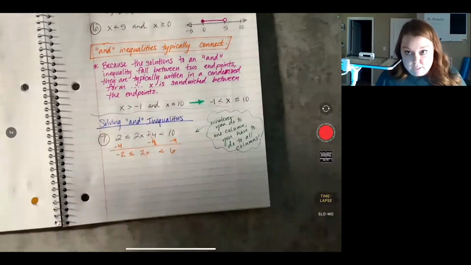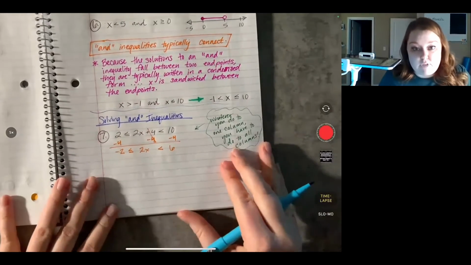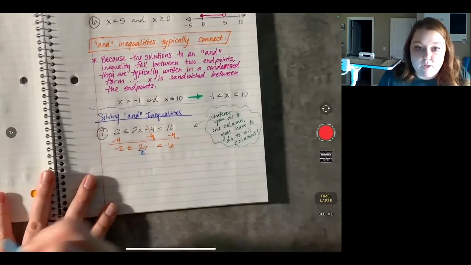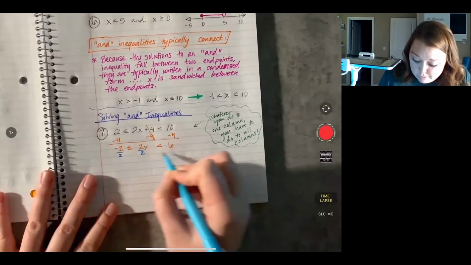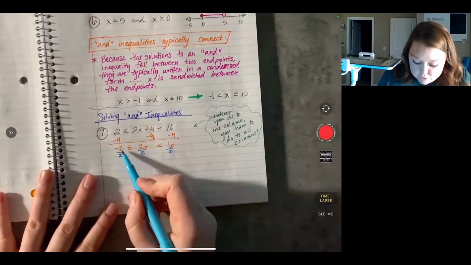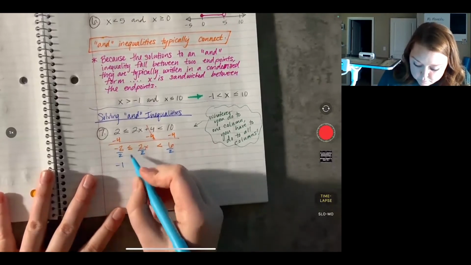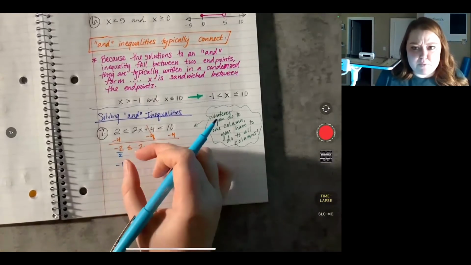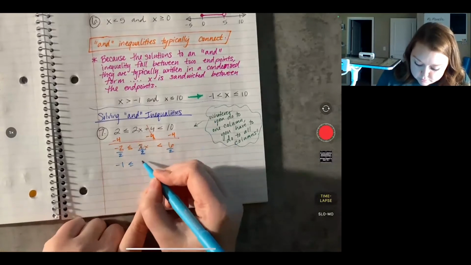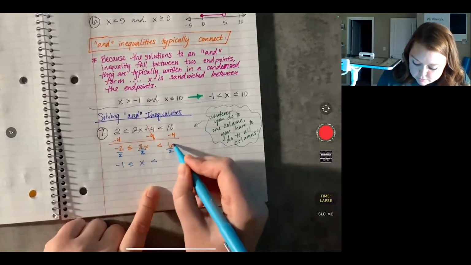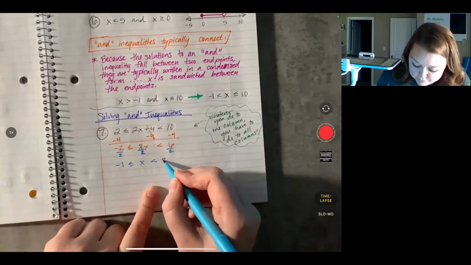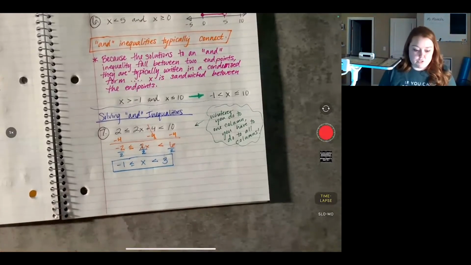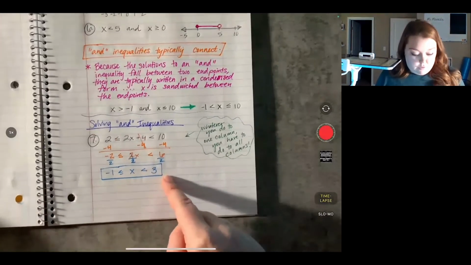Is x isolated? No. So get x by itself. Since 2 is multiplying x, I'm going to do the opposite and divide by 2. But whatever I do to one column, I have to do to all 3 columns. Negative 2 divided by 2 is negative 1. Drop down my symbol. By the way, you divided by a positive, so you don't need to flip the symbol here. Just drop it down. 2 divided by 2 cancels, I get 1x. It's less than, and then 6 divided by 2 is 3. So here's your final answer: x is sandwiched in between negative 1 and 3.